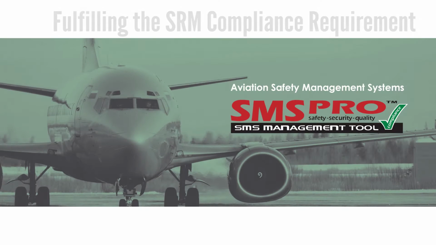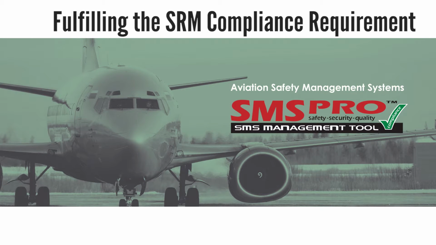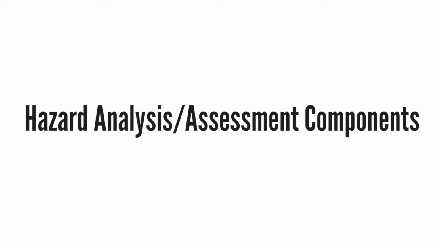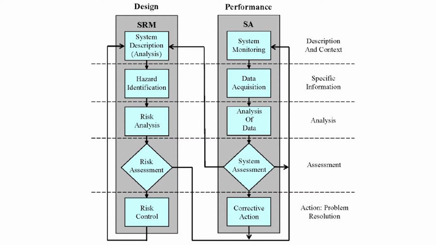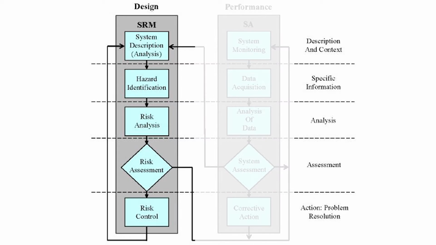In aviation SMS programs, oversight agencies are going to ask you, how do you fulfill the safety risk management requirement? You need to have an easy way of explaining and demonstrating how you meet this requirement. Fortunately, SMS Pro is designed around the 4 pillars of SMS, which this diagram refers to. This diagram shows how safety risk management and safety assurance work together to ensure that risks are being mitigated. In this video, we'll walk through how SMS Pro meets the SRM requirement.